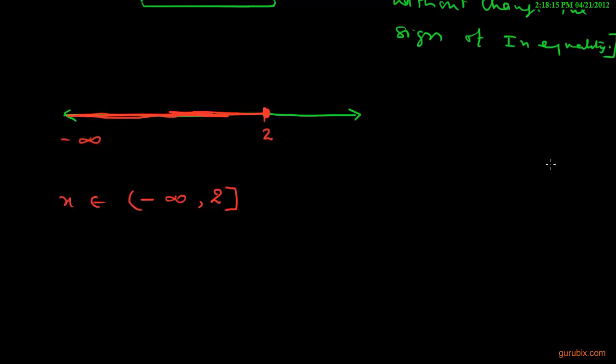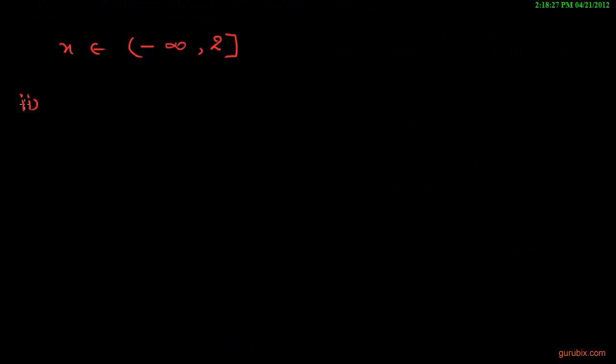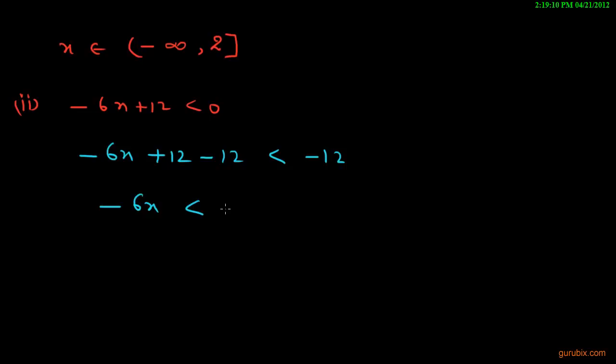So this is the solution of part 1, and now we can solve the second part. In the second part we are given the inequation 6x plus 12 less than 0. Same as here, we can subtract the same number from both the sides of this inequation. Then it will be 6x plus 12 minus 12 less than 0 minus 12. We can subtract the same number from both the sides without changing the sign of inequality. Then it will be 6x less than -12.